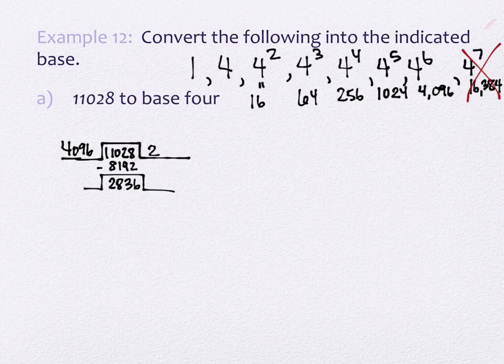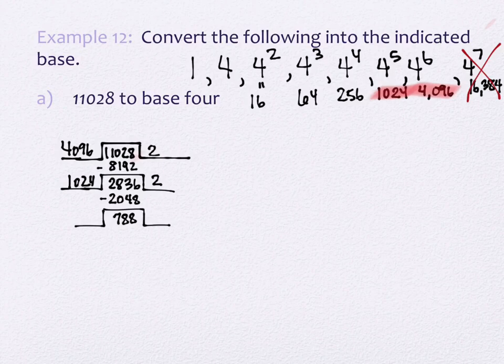We have to go down the list with all the numbers. Don't go skipping anything, even if it doesn't work, quote unquote. We did 4,096. Now we're going to do 1,024. So 1,024 is on the outside on the left. How many 1,024s are there in 2,836? 2. And what is 2 times 1,024? 2,048. And I subtract. What is the difference of those values? 788.